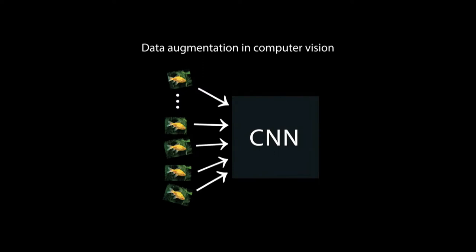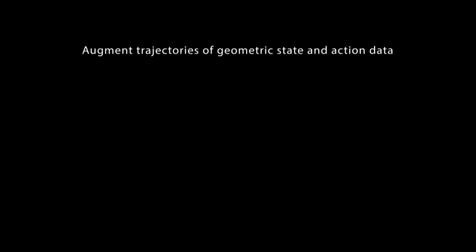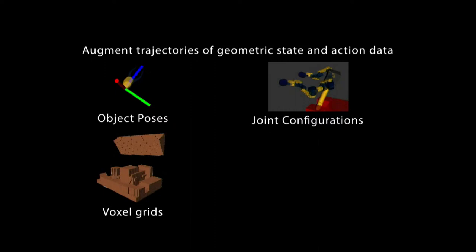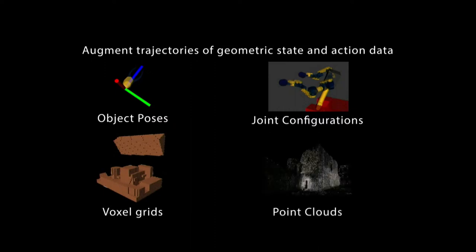Although there are well-established augmentations for image and text, the same cannot be said for robotics. We aim to augment trajectories of geometric state and action data. This includes data like object poses, joint configurations, voxel grids, and point clouds. Furthermore, we focus on short trajectories where some objects in the scene and/or the robot are moving. Additionally, we demonstrate the proposed method on both classification and regression problems. I will now describe our proposed augmentation method, then present our experimental results.